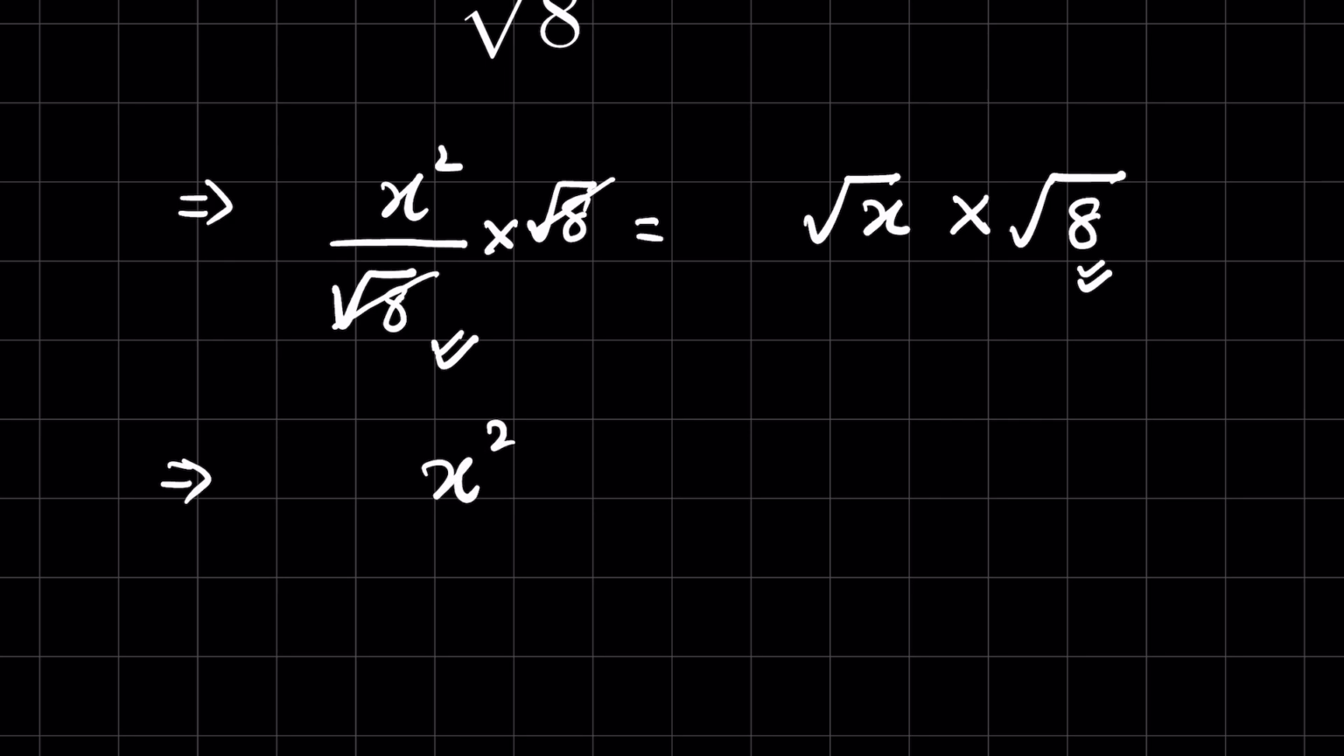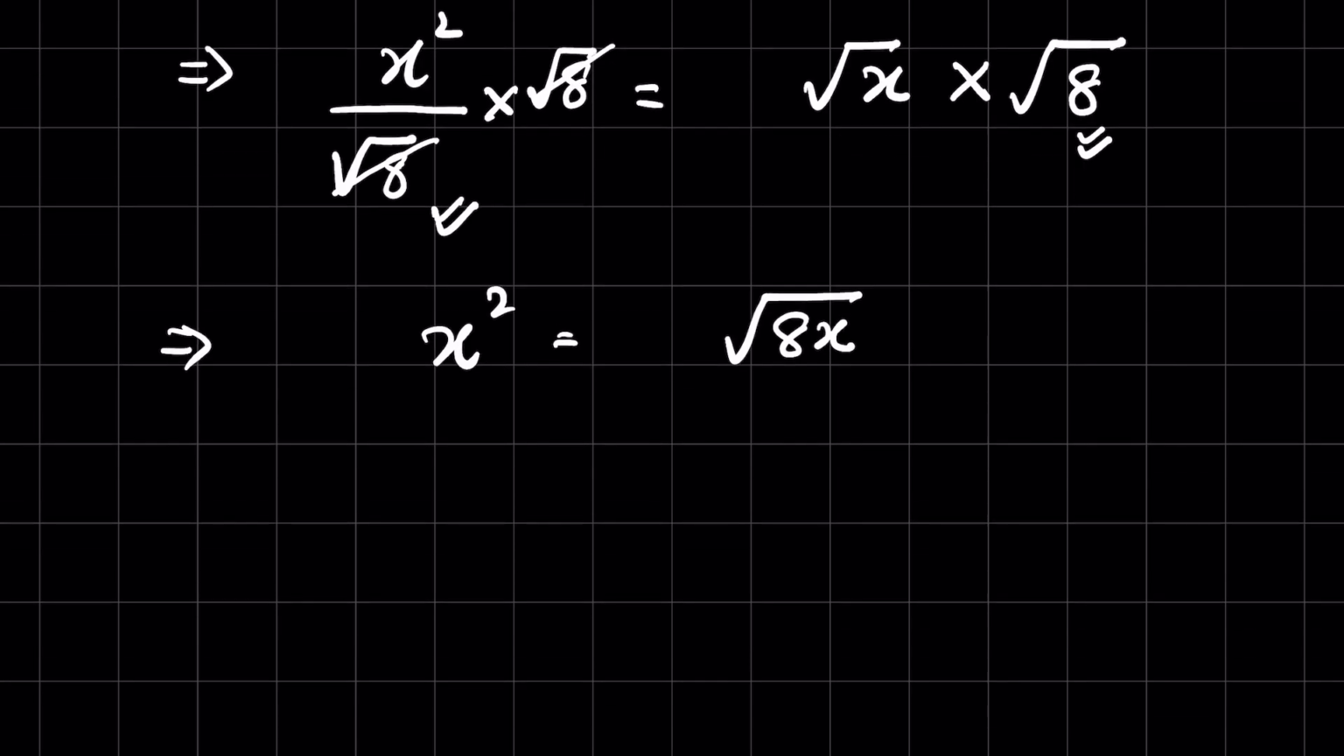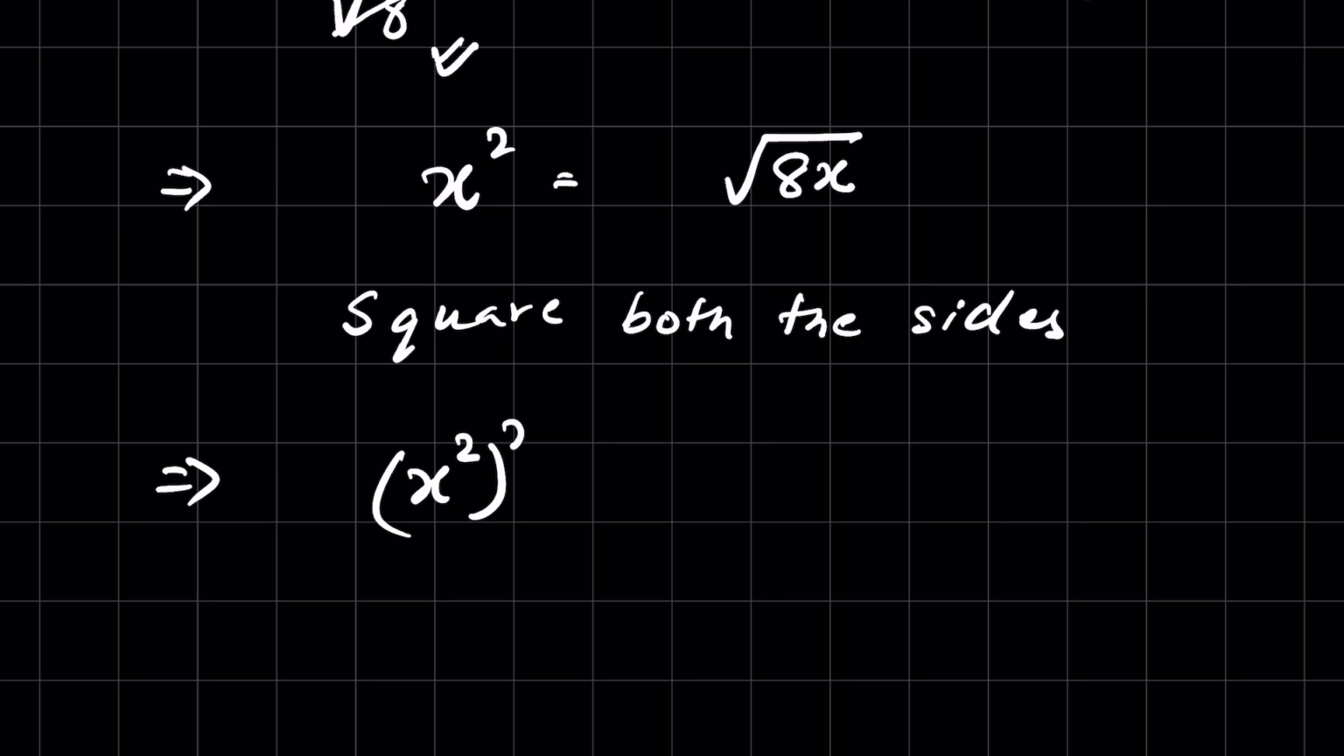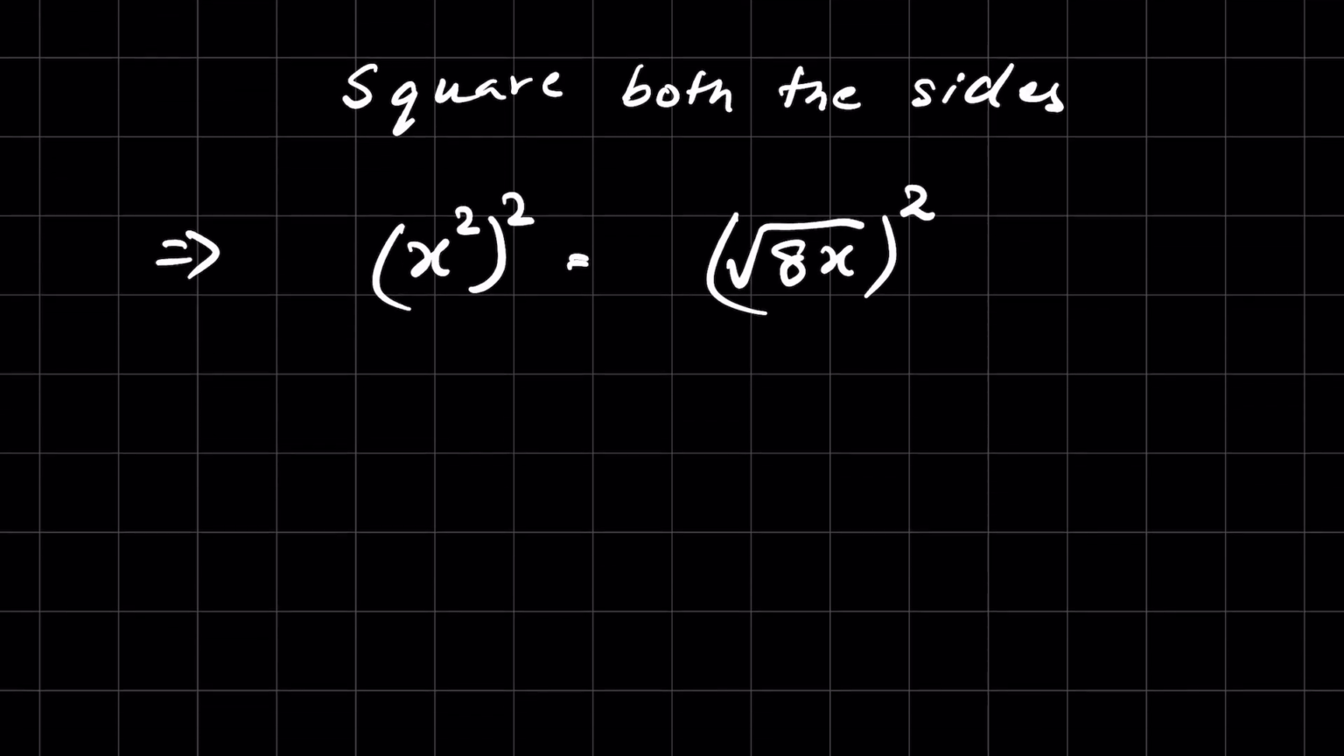Now this side we have x square is equal to, now when square root of a times square root of b, then we can write it as a times b under square root. So this we can write 8x under square root. Now to remove the square root, let's square both the sides. So this will be x raised to the power 2, then whole raised to the power 2 is equal to 8x under square root whole raised to the power 2.